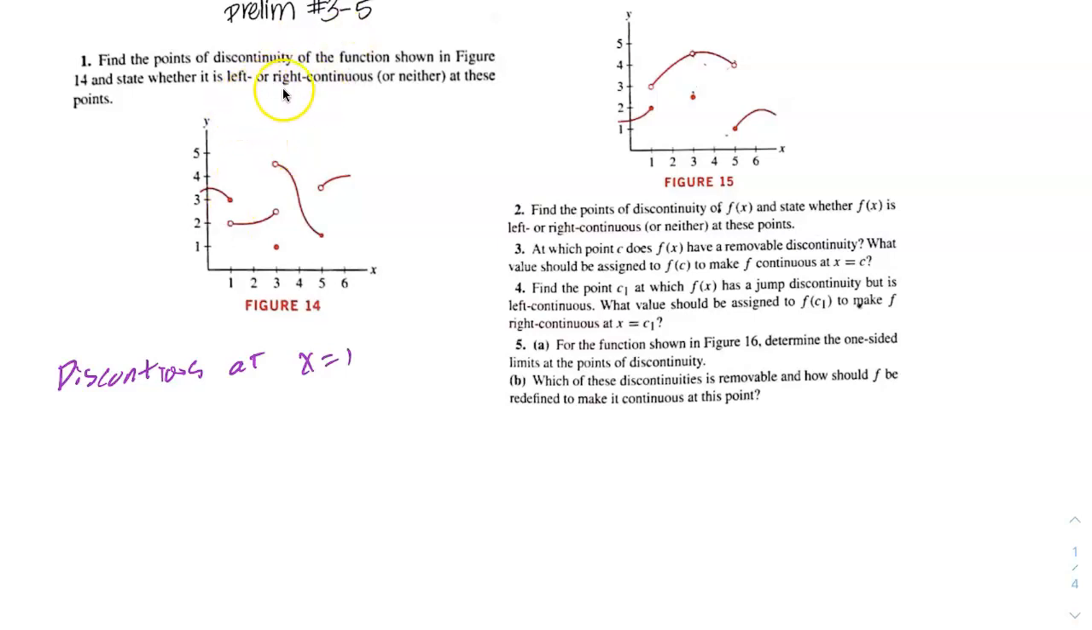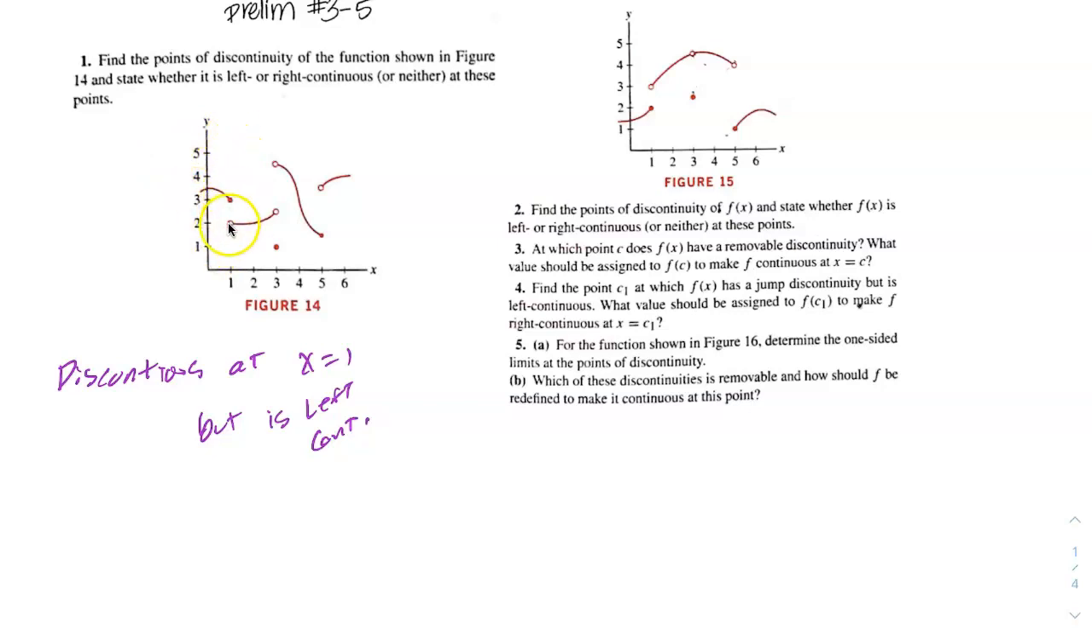That just means which side has the solid point. So like right here, right? The left side has a solid filled in value. So that's left continuous. So there we go. And then we keep on going.